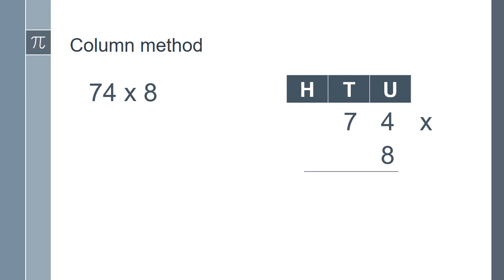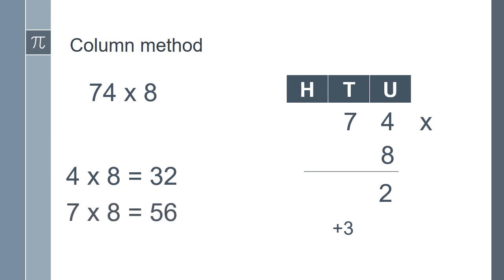And then what you do is multiply 8 by each number on the top. So first of all, we look at 8 times 4, and that's 32. So our 2 goes in the units column, and then we carry the 3 to the tens column. And we always put a little plus sign in front of that 3 to remind ourselves that we're going to add it to the next answer.